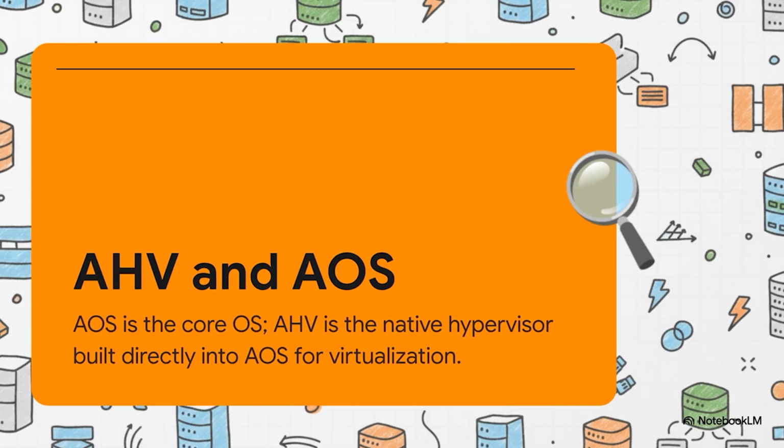AOS, or the Acropolis operating system, is the core operating system of the Nutanix controller VM. It's the brain intelligently tiering data across your cluster. Then we have AHV, the Acropolis hypervisor, which is Nutanix's native enterprise virtualization solution built directly into AOS. Understanding how these two interact right at the storage layer is absolutely crucial. It's the key to unlocking everything else we're about to discuss.